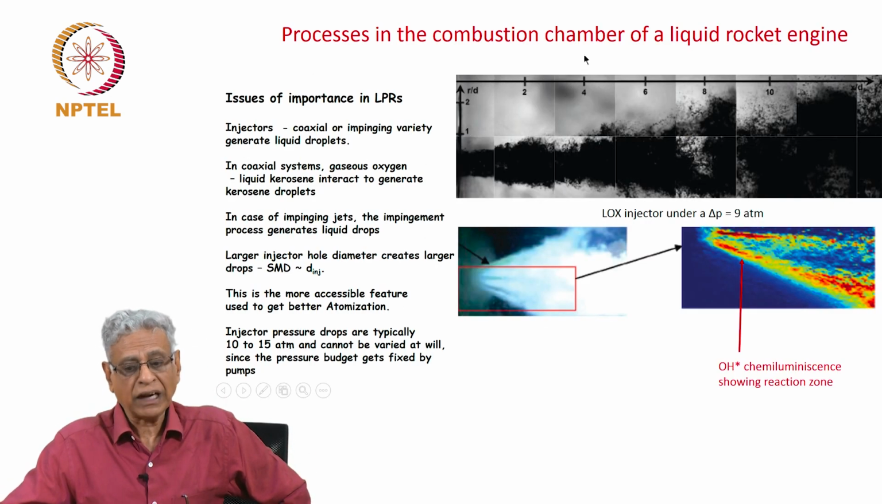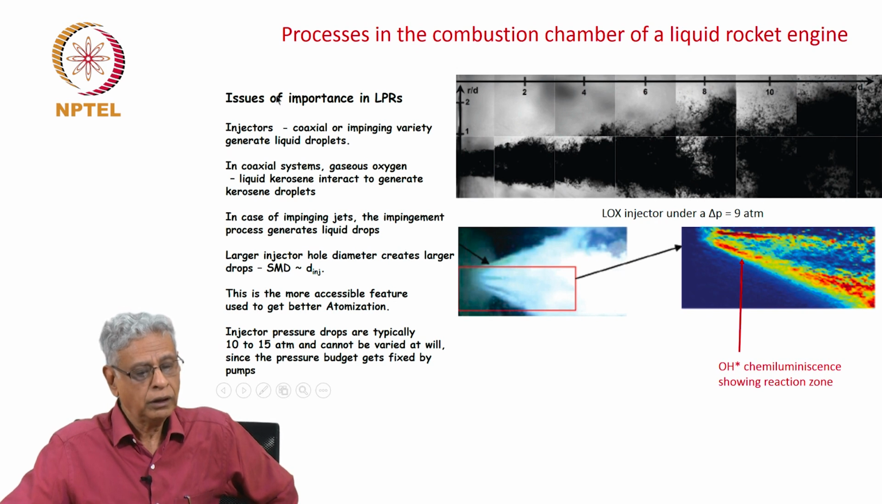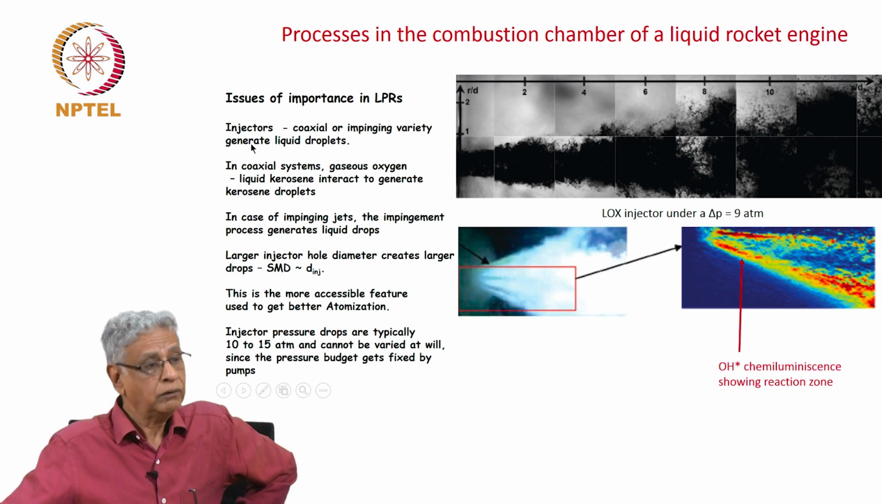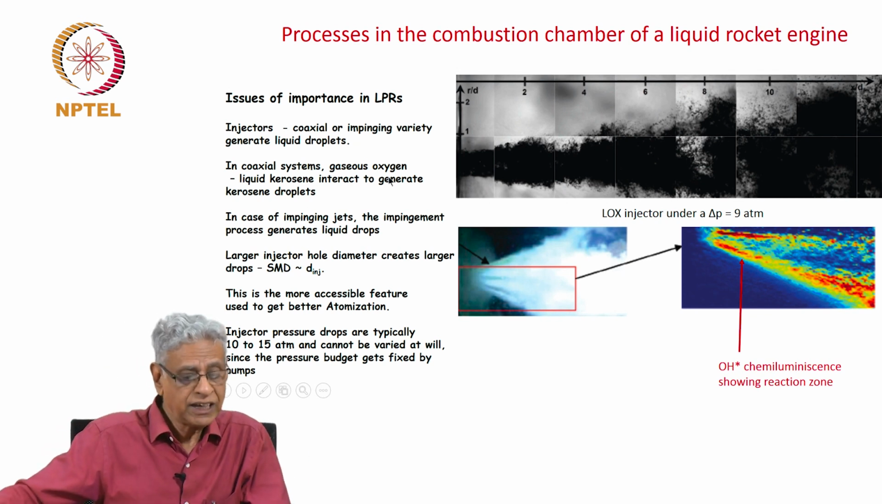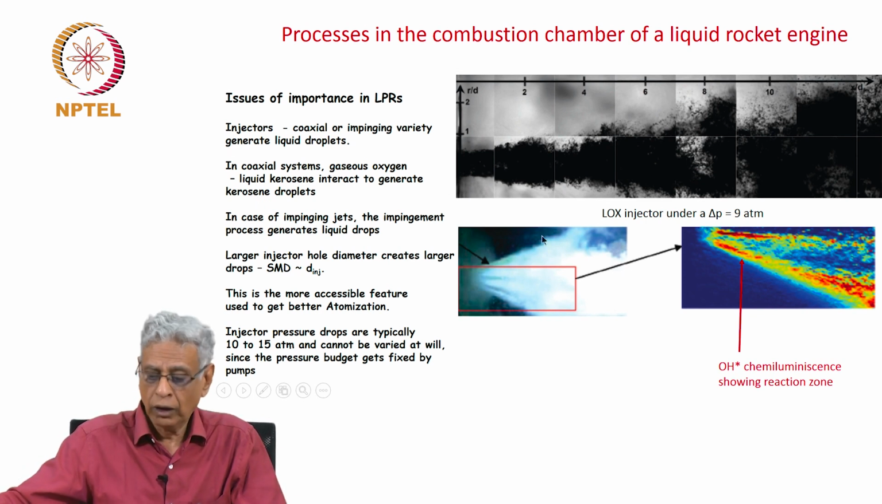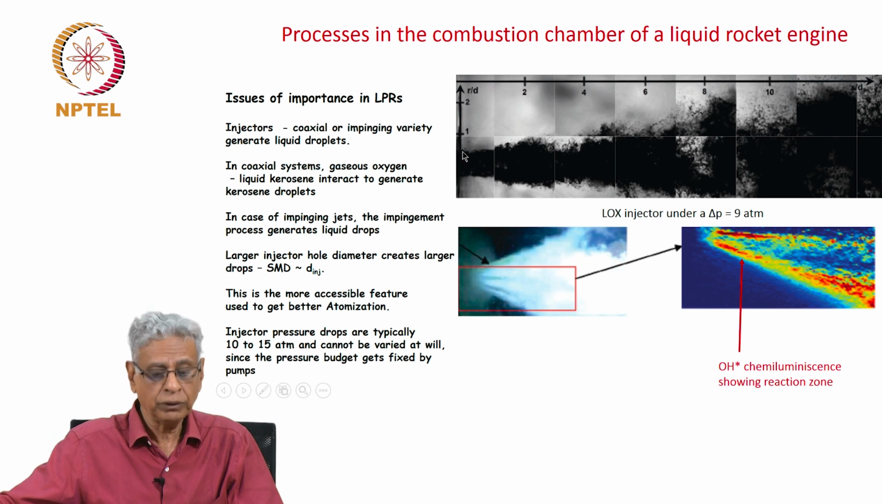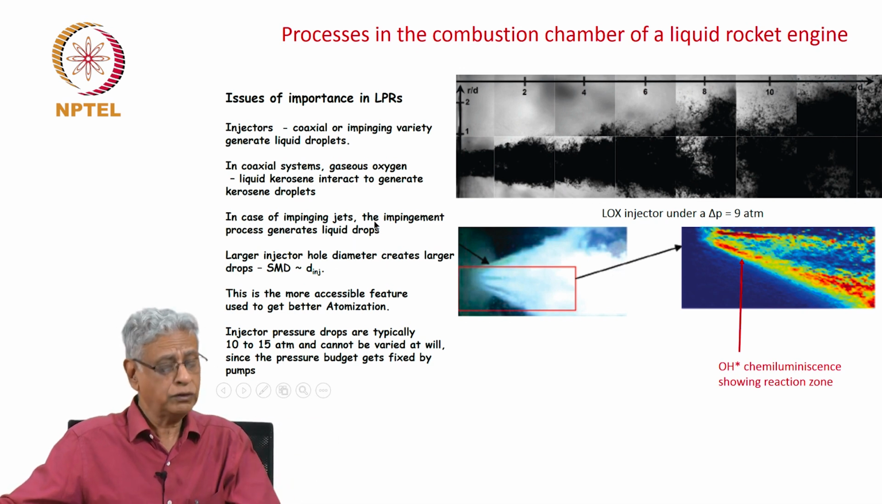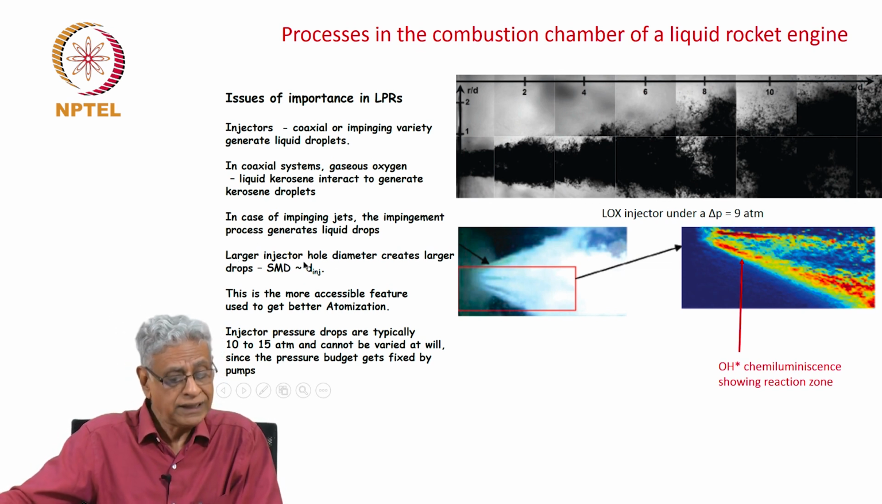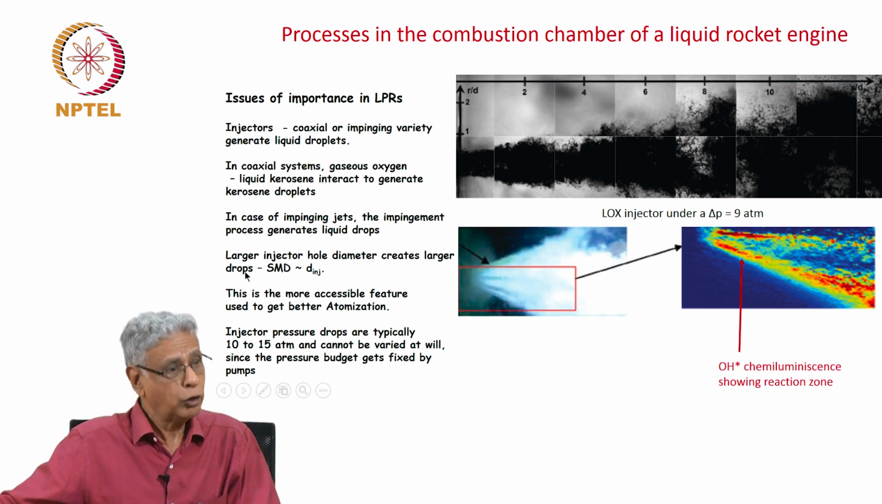So, what are the processes which occur in the combustion chamber of a liquid rocket engine? Injectors could be coaxial or impinging variety, which generate liquid droplets. In coaxial systems, usually it is the gaseous oxygen and liquid kerosene that interact to generate the kerosene droplets. So, you have oxygen coming at the center, your kerosene injected in the periphery, and then you create droplets along the way. In the case of impinging jets, which is what the F1 engine was about, the impingement process generates liquid droplets. Larger injector hole diameter creates larger drops.